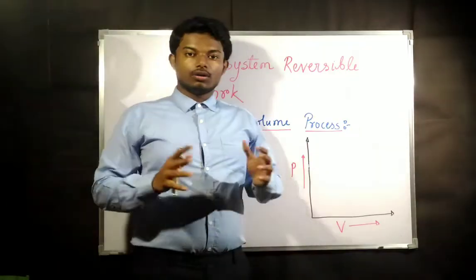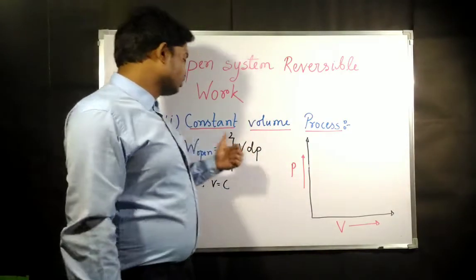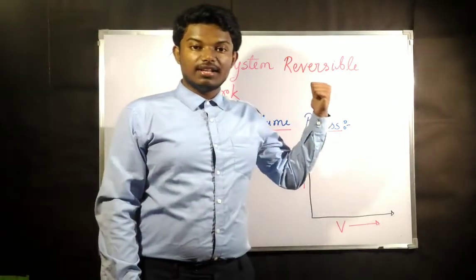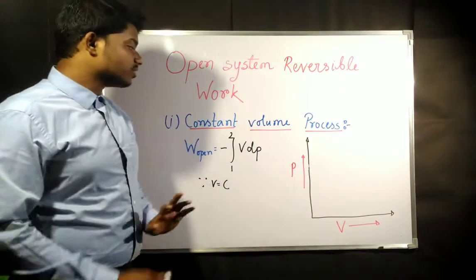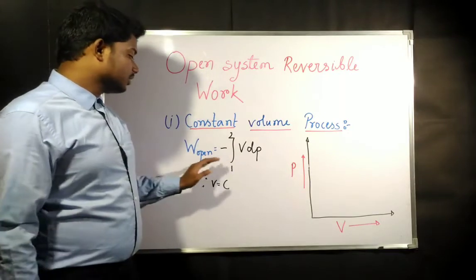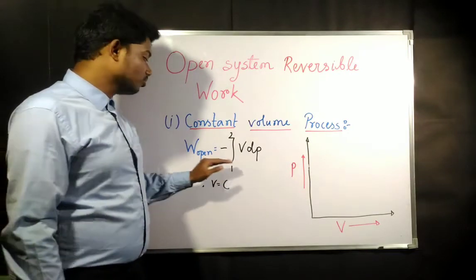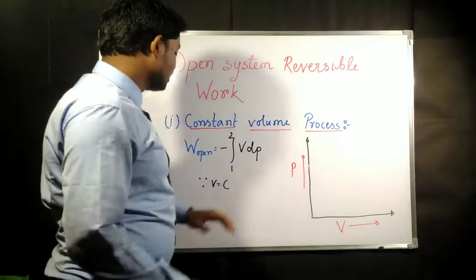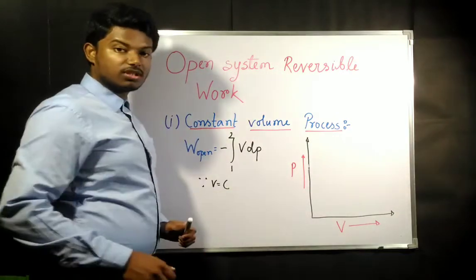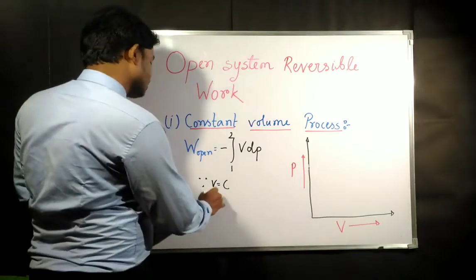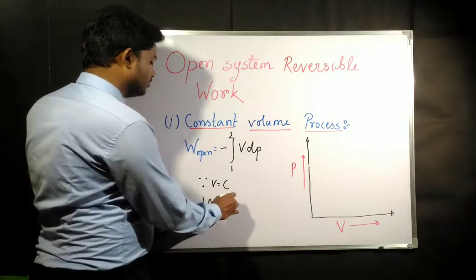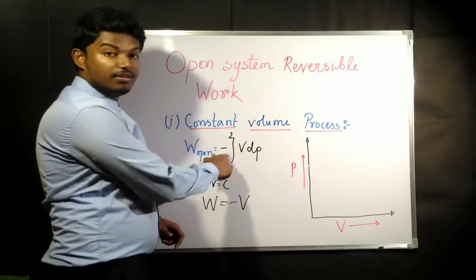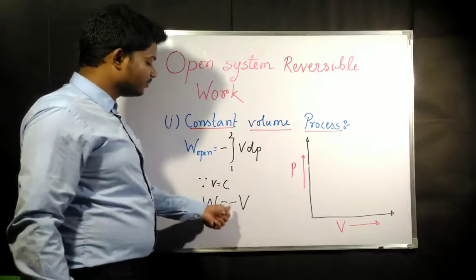The next thing we are going to discuss is the constant volume process, to find the work done in an open system. Again the equation is the same, W open equals minus the integral of V into dp. Now here V is equal to constant, so V will come out of the integration and the negative sign is there.